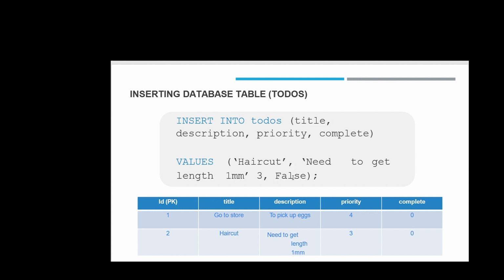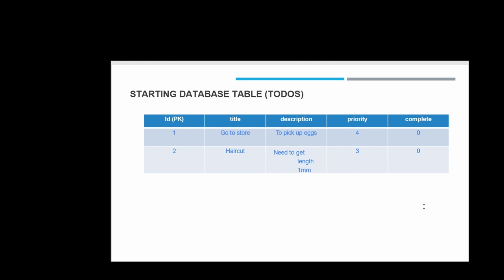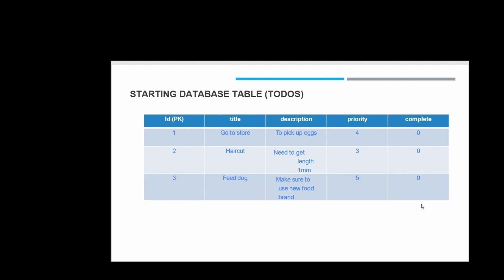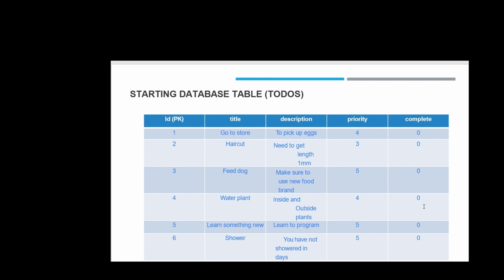When I insert this in our database, if we had a first row, we are going to have a second row, because the ID is automatically auto-incremented. We have the haircut, need to get length 1, then a priority of 3, and with the complete, if it's a boolean column, false is 0 and true is 1. As we have this database already, we can fill it with new rows. This is the third row, for example, this is the fourth, this is the fifth row, and so on.